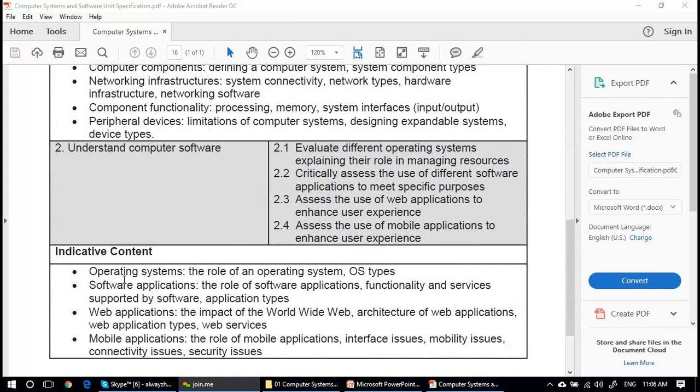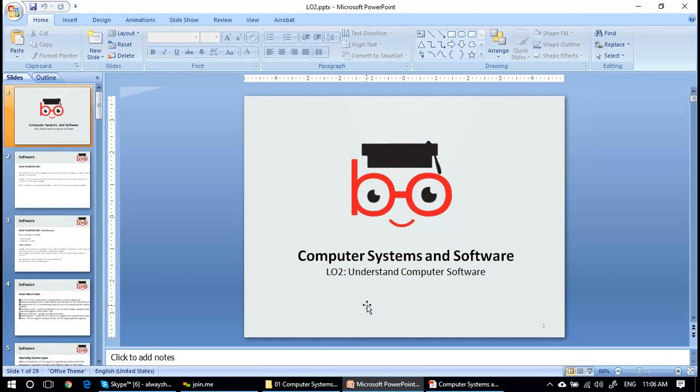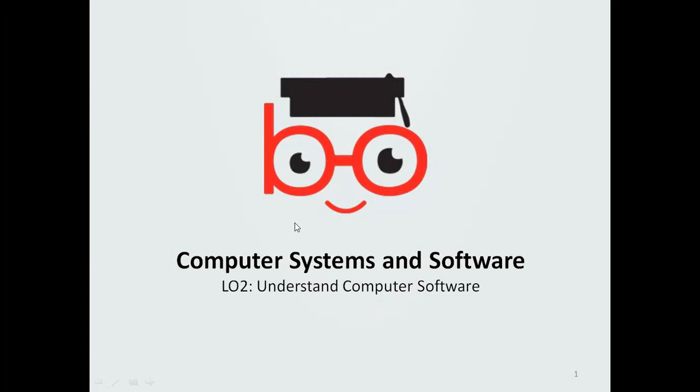Normally we will be discussing operating systems, software applications, web applications, and mobile applications at an introductory level, because this unit is at level 4, and as I already explained, at the beginner level this type of unit is mandatory and must be taught in every course. Okay, so let us start from the presentations. Computer systems and software, understanding the computer software.